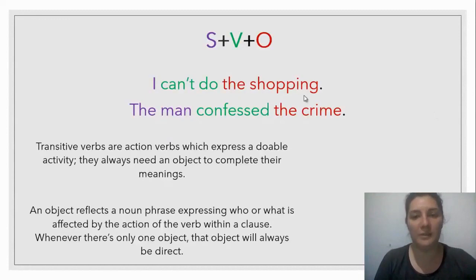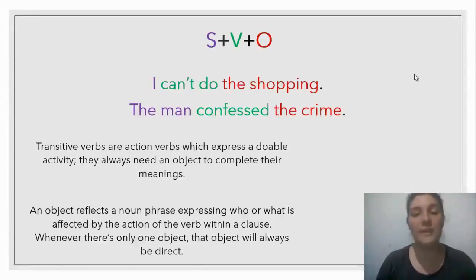I can do what? The shopping. The man confessed what? The crime. We need this information to complete the meaning of the verb. Transitive verbs are related to actions. This means that they require a verb that implies a doable action.